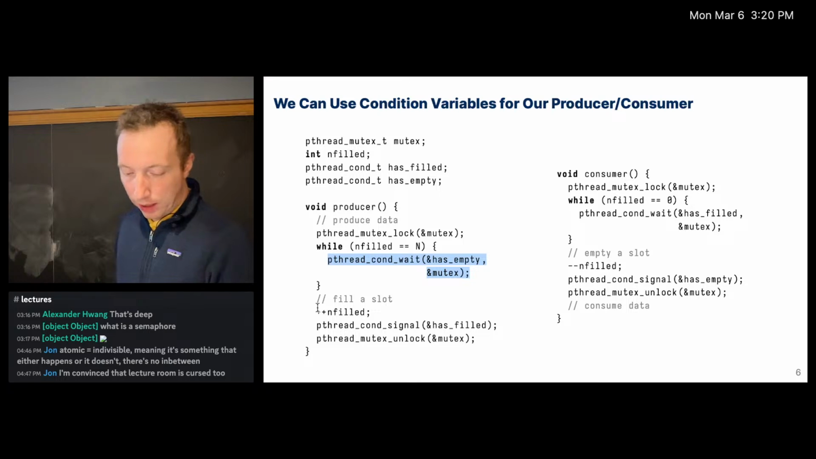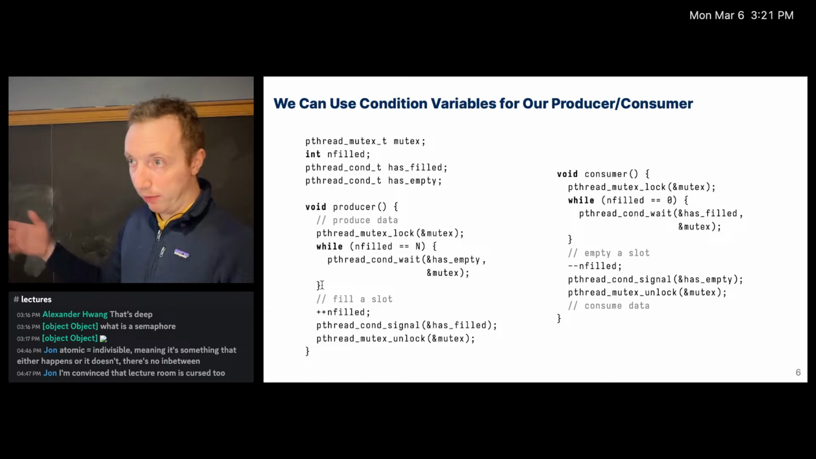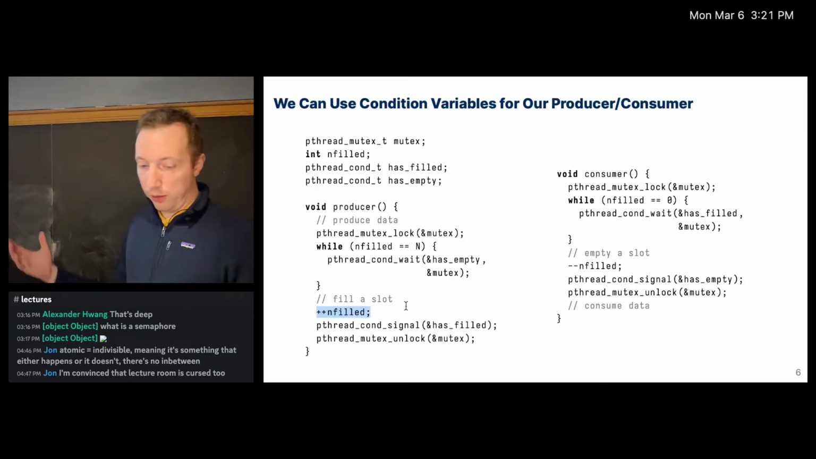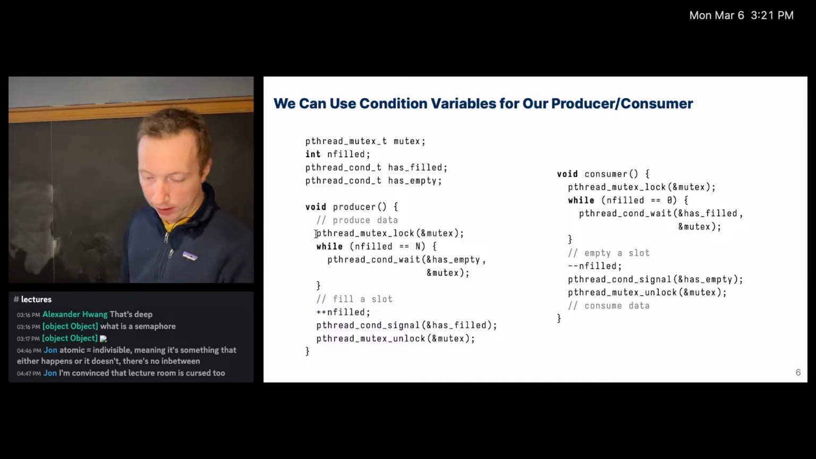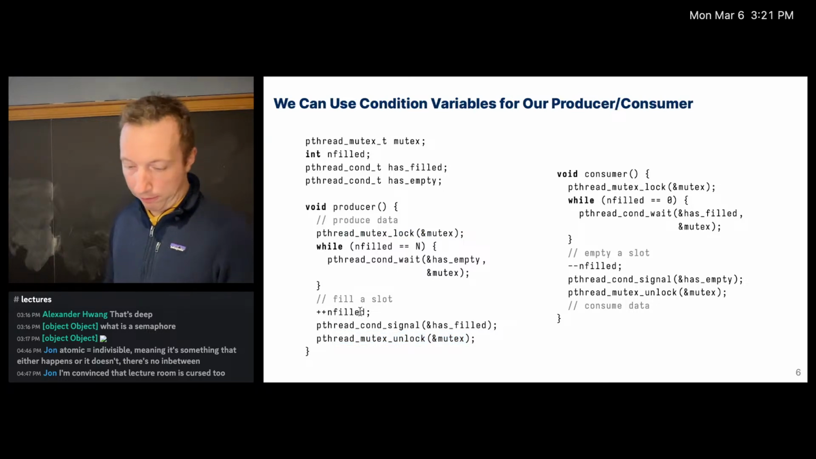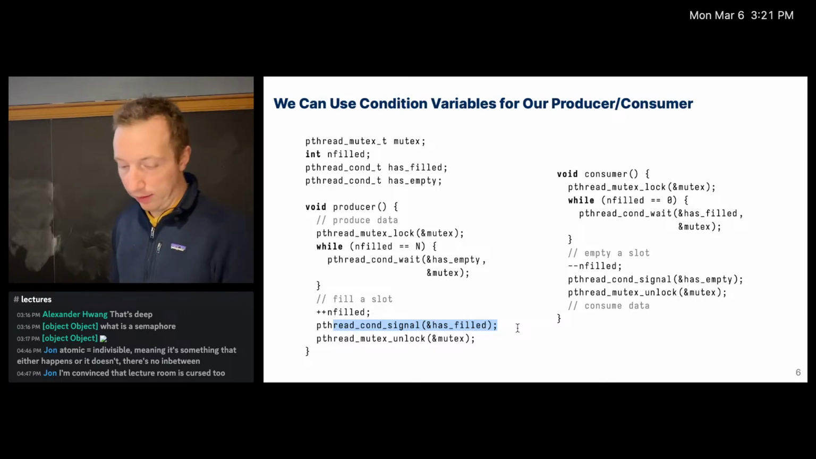And then otherwise, if it makes it through this while, so all the slots aren't filled, it means it could fill a slot. It would increase the number of filled slots, which is okay. No data races because we're still between this mutex lock and mutex unlock. So we would increase the number of filled slots, and then we would signal has filled. So if there's any threads waiting for a filled slot, we would wake up one and say, hey, we filled a slot, you can wake up now.